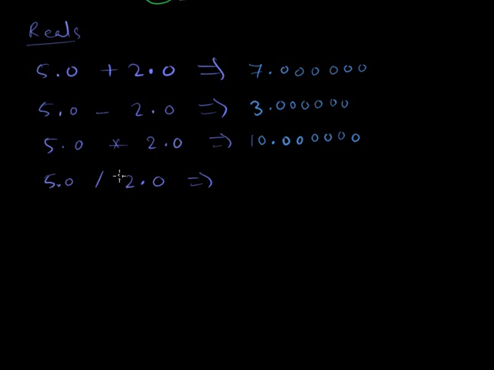And 5.0 by 2.0, and this time we'll get the correct value, because a float operated upon a float will always give a float. So this time we'll get 2.5, and then after the decimal point we have 6 digits. So one is 5, and the others will be replaced by zeros. So these are all padded with zeros.